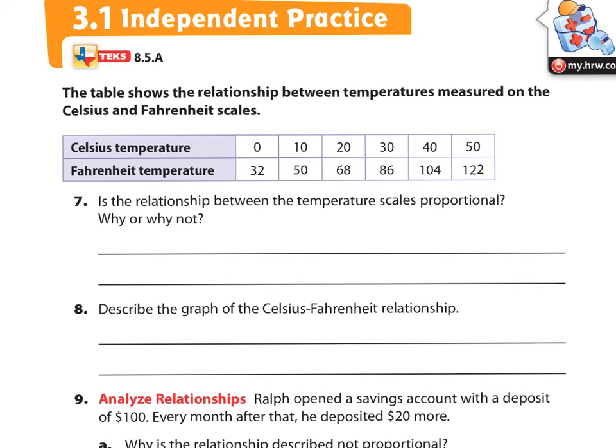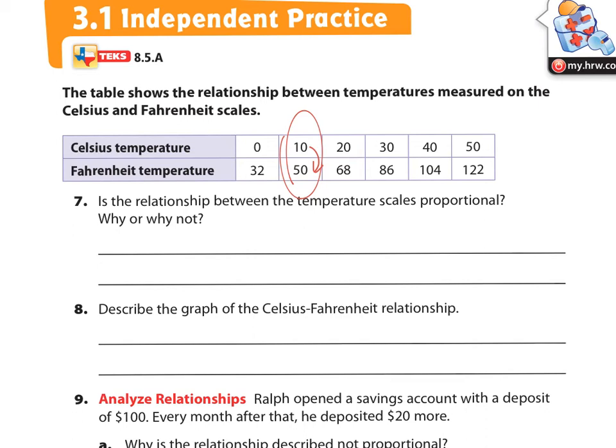Number 7. Looking at these problems right here, we want to look at the table. We want to decide if this is proportional or not. What two numbers are the easiest to compare to each other of all the pairs they give us? 10 and 50 is really the simplest. How do you get from 10 to 50? Times 5. 10 times 5 would give me 50.